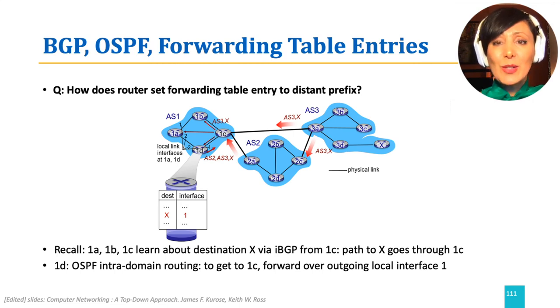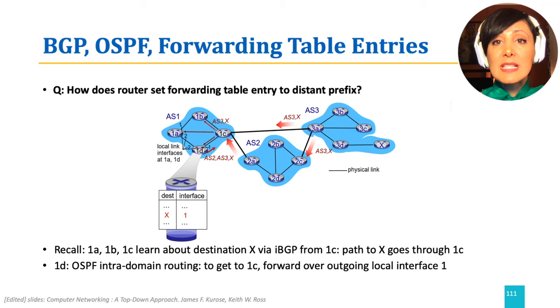Now, an interesting question. How does a router set a forwarding table entry to a distant prefix? Recall our previous example, and that 1A, 1B, 1C within AS1 learned about destination X via IBGP from 1C. 1C tells 1D that the path to X goes through 1C. But how does 1D reach 1C? This is decided by OSPF intra-domain routing, telling how to get to 1C through forwarding over outgoing local interface 1.